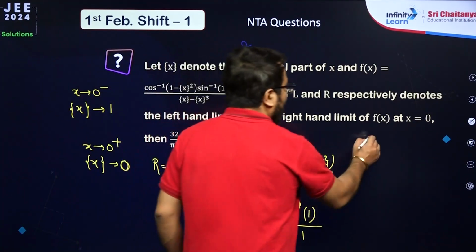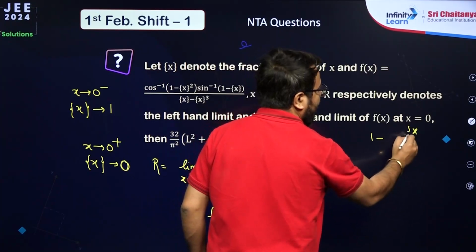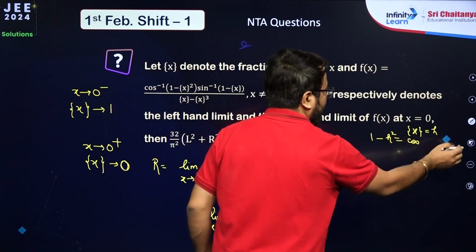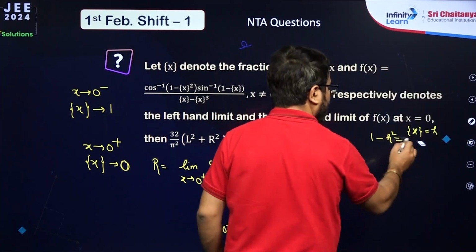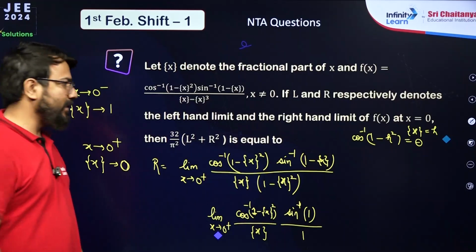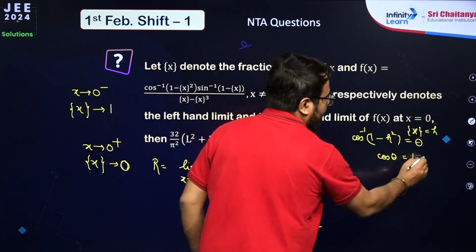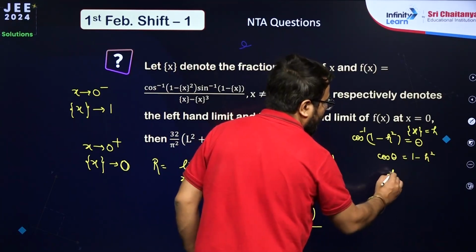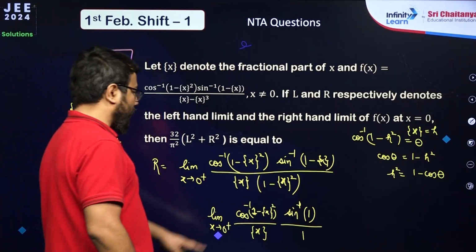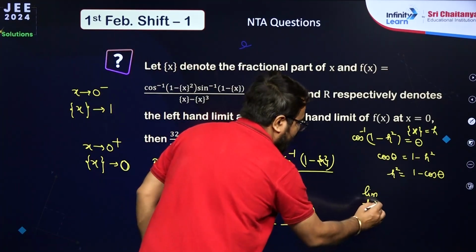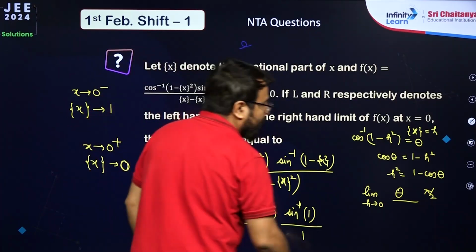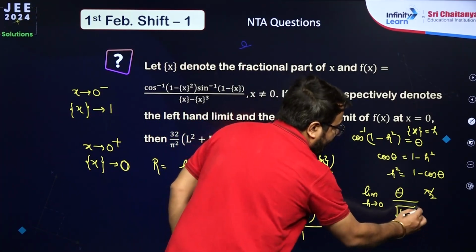I need to simplify this expression now. What I will do is assume this fractional part of x function to be h. So 1 minus h square I am rewriting here as, for example, cos inverse of 1 minus h square I am writing as theta. So cos theta will be 1 minus h square, and this value h square can be obtained as 1 minus cos theta. It will help me get the value of this limit. So limit of h tending towards 0, now this part becomes theta, sine inverse 1 becomes pi by 2, and this h value is root over 1 minus cos theta. I hope this is clear to you.